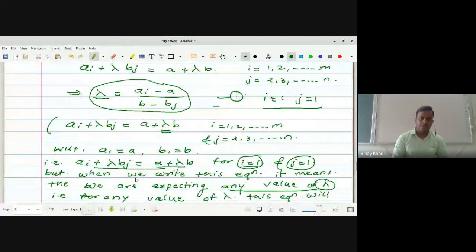Lambda is equal to ai minus a upon b minus bj. What did I take from j equal to 1? If we put j is equal to 1, this bj is equal to b1. But b1 is equal to b, so b minus b is 0. So here we cannot define lambda. Okay. So for i running from 1 to m and j running from 2 to n, we get a particular lambda. Okay. But whenever we put i is equal to 1, j is equal to 1, for any value of lambda, this equation will be true. Okay, which one? This one.